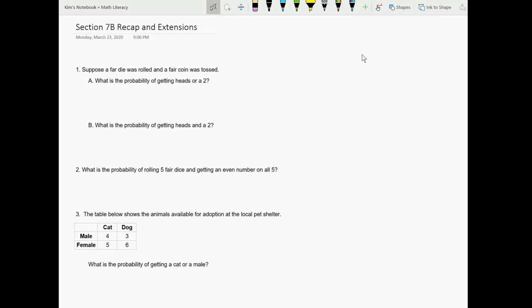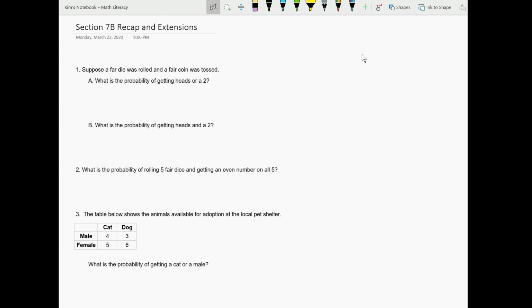We're going to look at some stuff from 7B, go back and revisit some of that stuff, and then also kind of expand on what we have learned. Actually, this first problem here: suppose a fair die was rolled and a fair coin was tossed. What is the probability of getting a heads or a two?